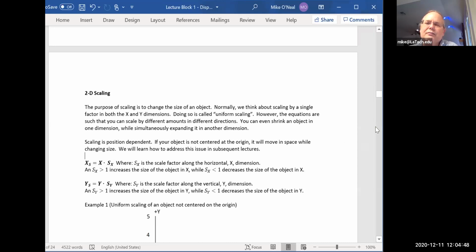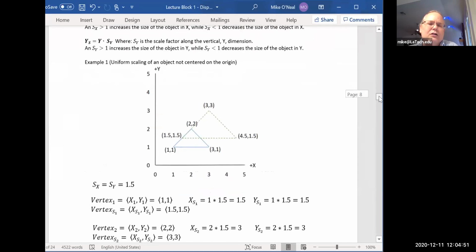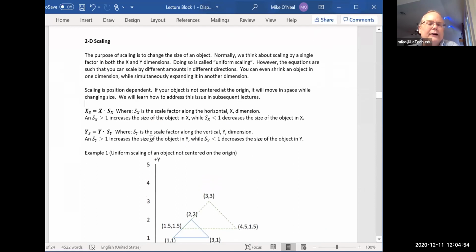So how does this work? Well, if the scale factor is bigger than 1, it's going to increase the object along that dimension. So if SX is greater than 1, it's going to increase the size of the object in X, while if SY is greater than 1, it's going to increase the size of the object in Y. What happens if the scale factor is less than 1? Well, scale factors that are less than 1, that are fractional, like 0.5 or 0.25, decrease the size of the object in the specified direction.